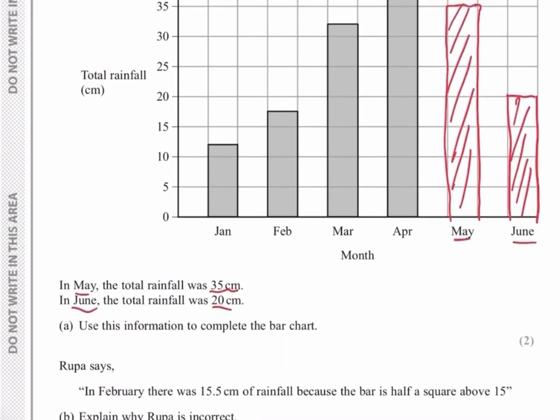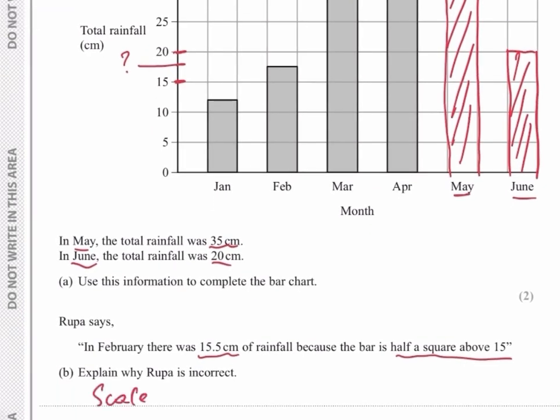Okay, look at this in February. There will be 15.5. Let's find that measurement. Between 15 and 20 you have to have 17 and a half. It's not 15 and a half. So you either say the scale goes up by 5, or you can say halfway between 15 and 20 is 17.5, not 15.5.